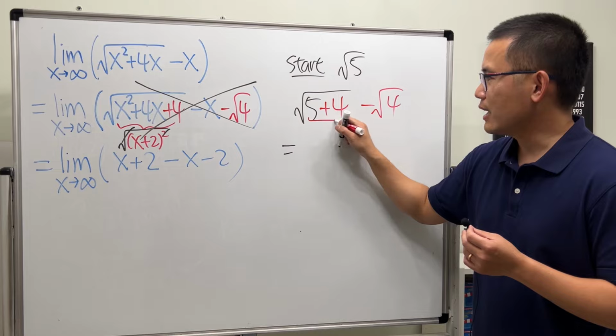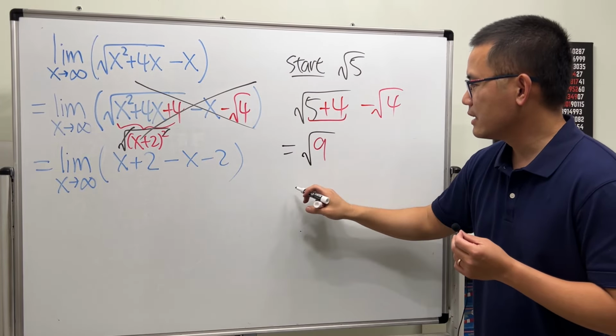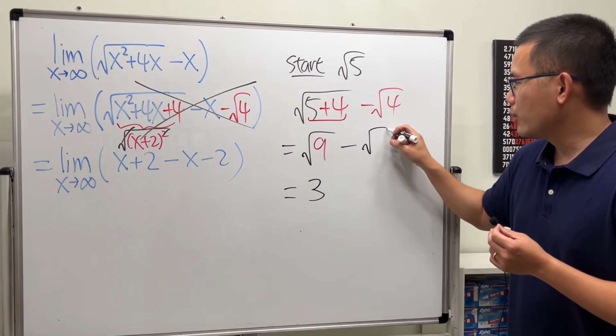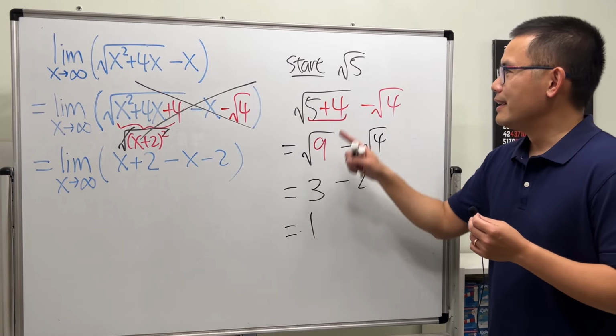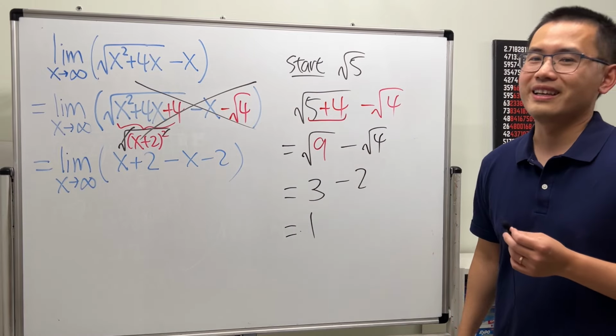Because you have to do this inside out. 5 plus 4 is 9. Take the square root of that. So here you get 3. And then this right here is the square root of 4, which is 2. So you end up with 1. So you started with the square root of 5, and you end up with 1. So this is not okay.